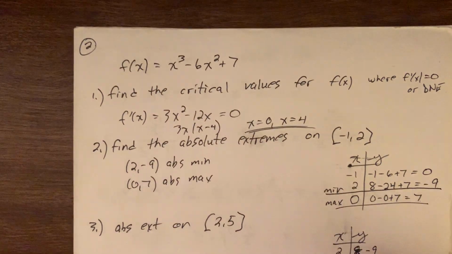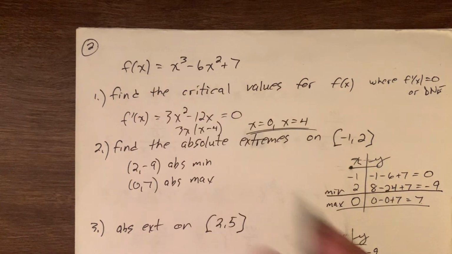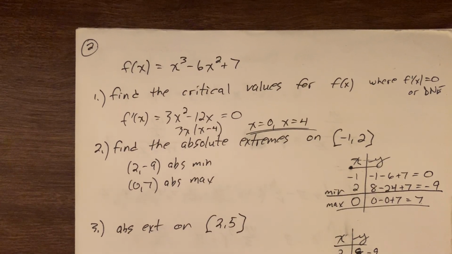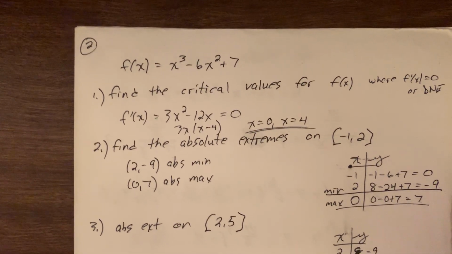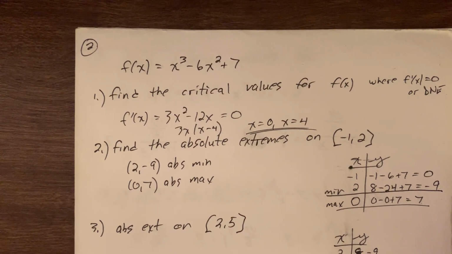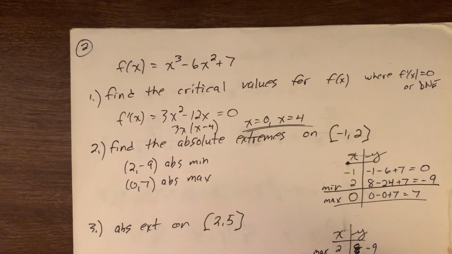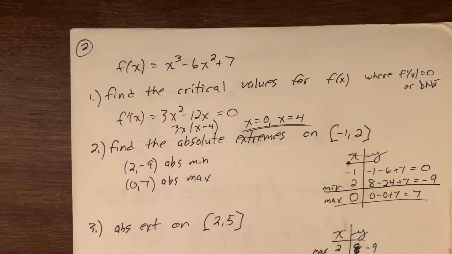And now when I plug in 4, I'll get 4 cubed, which is 64. See, 16 times 6, I'll get a minus 96 plus 7. And that looks like negative 25. So all negative values, but again, doesn't matter. Biggest y, smallest y. Biggest y is negative 9. There's my max. Smallest y is negative 25. There's my min.